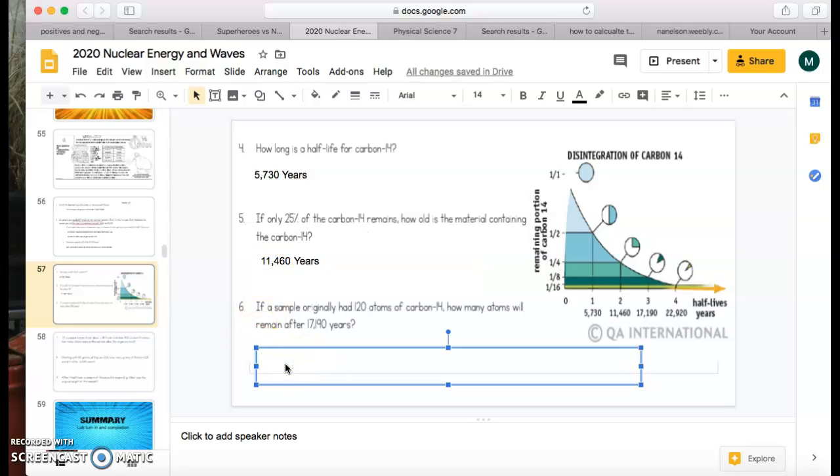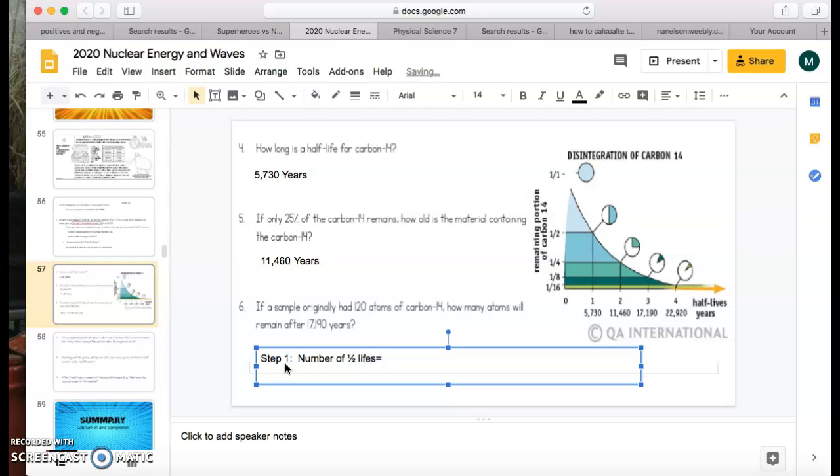So using the same graph, it says if a sample originally had 120 atoms of carbon-14, think of this as like your $1,000. This is what we're starting with. How many atoms will remain after 17,190 years? Well, what we need to do, the first step, and I'm going to write this here. Step 1 is always to find your number of half-lives. You have to find the number of half-lives first before you can do any math.